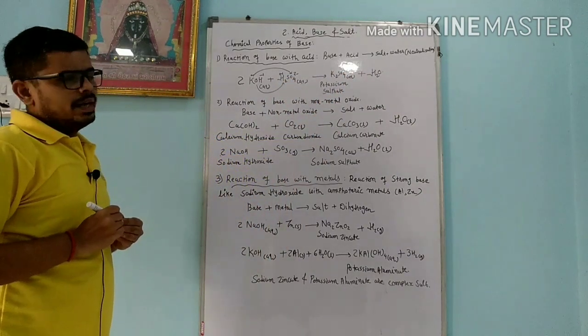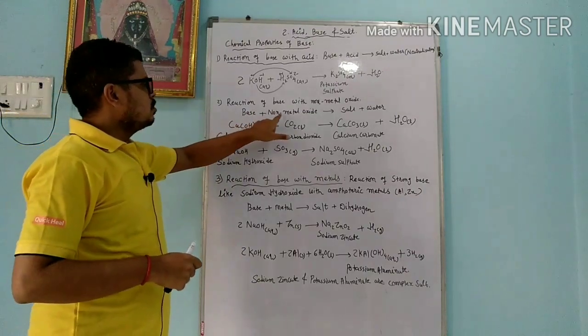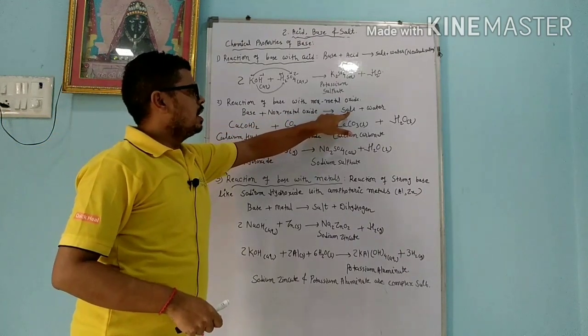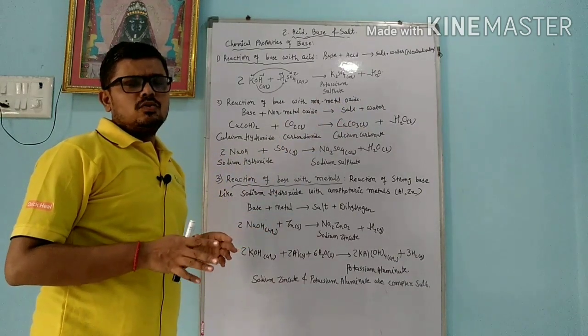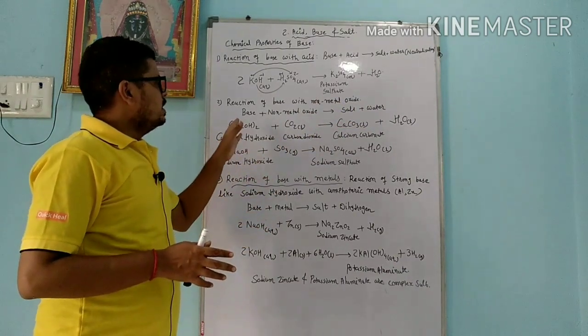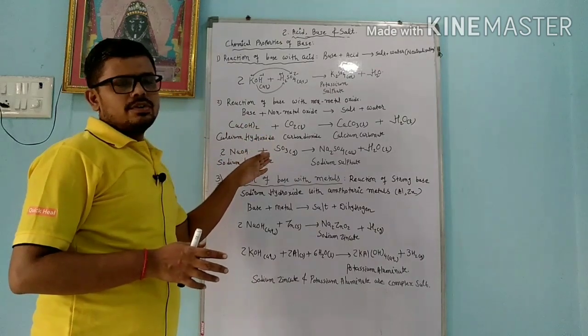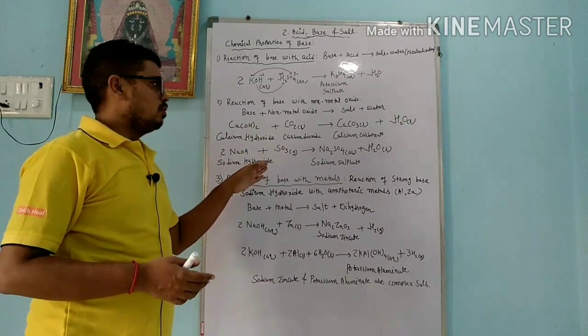Reaction of base with the non-metal oxide. So base plus non-metal oxide react, we get salt plus water. Now what is non-metal? Carbon, nitrogen, sulfur. So base react with carbon dioxide or sulfur trioxide, then which products are obtained, that we are going to learn.